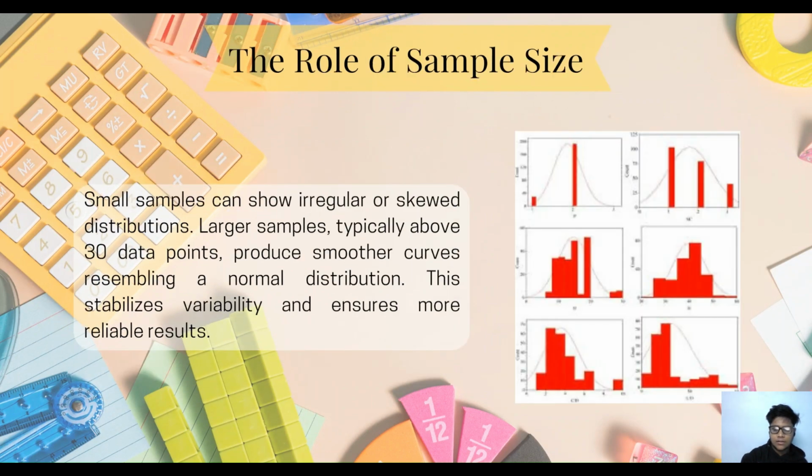Now let's understand the role of sample size. When we work with small samples, data can appear irregular or skewed, but as sample size increases, the data starts to smooth out, resembling a true normal distribution. Typically, once your sample size exceeds 30, the distribution stabilizes and becomes more reliable. Large sample sizes are critical in research. They reduce variability and increase accuracy.